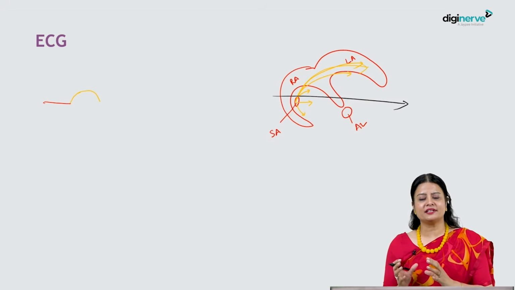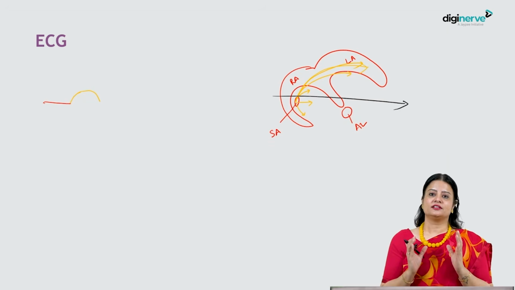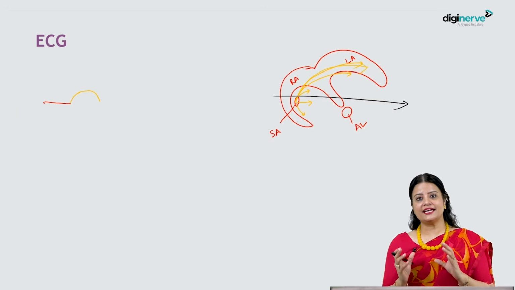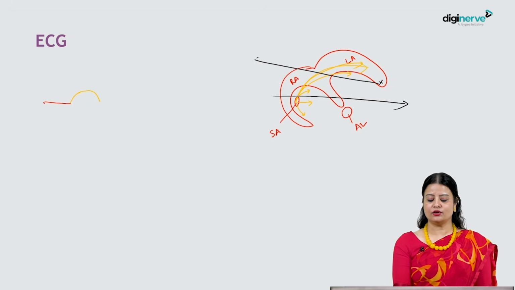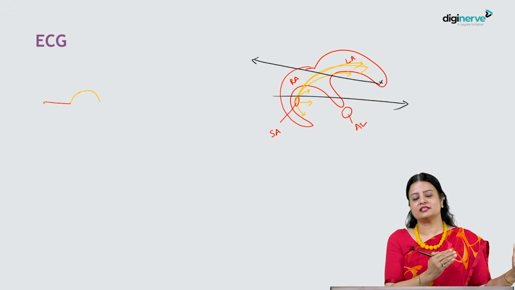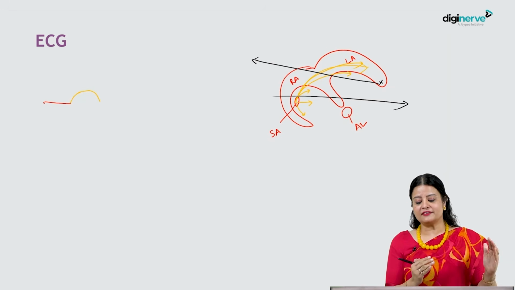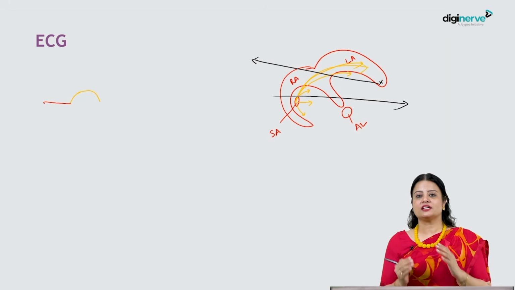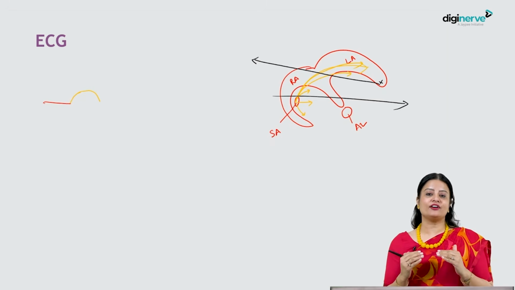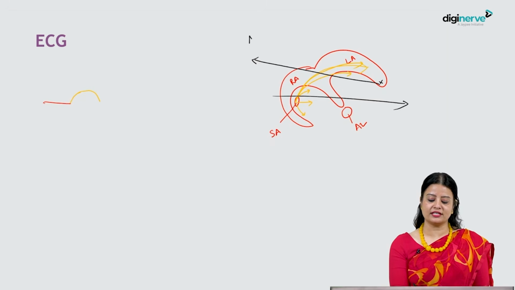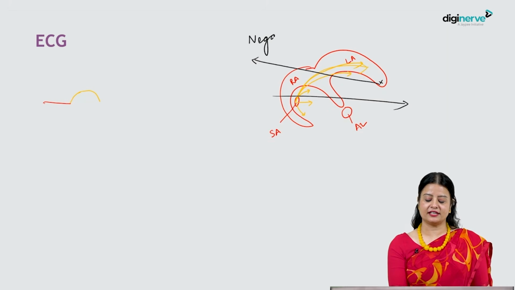So, what will happen if the atria are repolarized? During the atrial repolarization, it begins from the left atrium and it goes back towards the right atrium. So, this vector is quite opposite to the mean cardiac axis. So, the atrial wave of repolarization is going to be a negative wave.